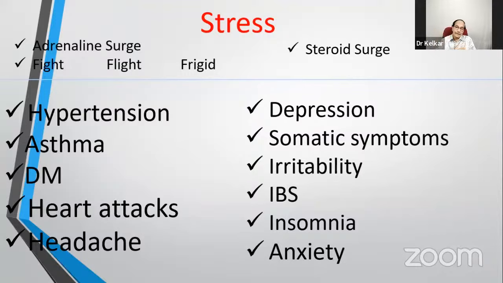And then there is an adrenaline surge or a steroid surge. When that happens, we either fight, flee, or freeze. Either of the 3 things happen. Bodily diseases due to stress are hypertension, asthma, diabetes mellitus, myocardial infarction, heart attacks, tension headaches, migraine, depression, all sorts of somatic symptoms, irritable bowel syndrome, insomnia, anxiety. These are the symptoms which are seen.